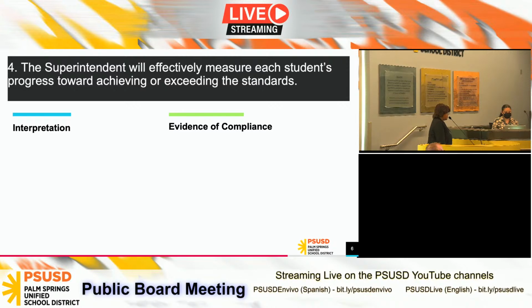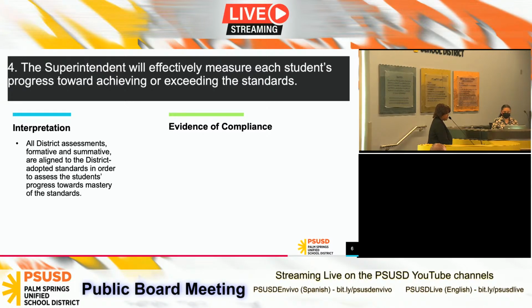Area 4, the superintendent will effectively measure each student's progress toward achieving or exceeding the standards. All district assessments, formative and summative, are aligned to the district adopted standards in order to assess the student's progress towards mastery of the standards.